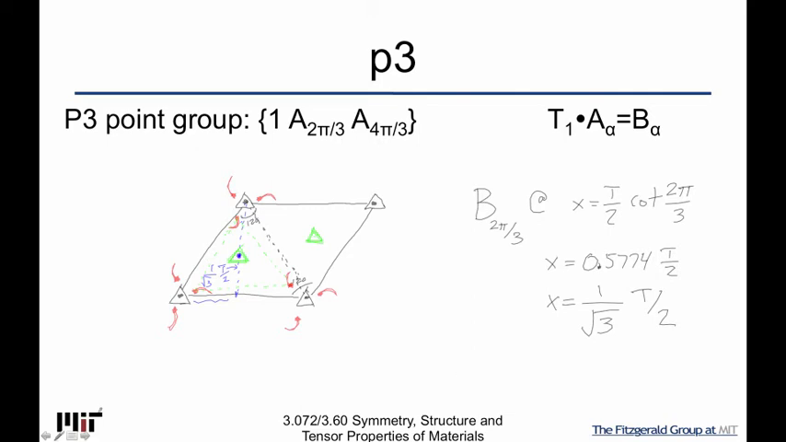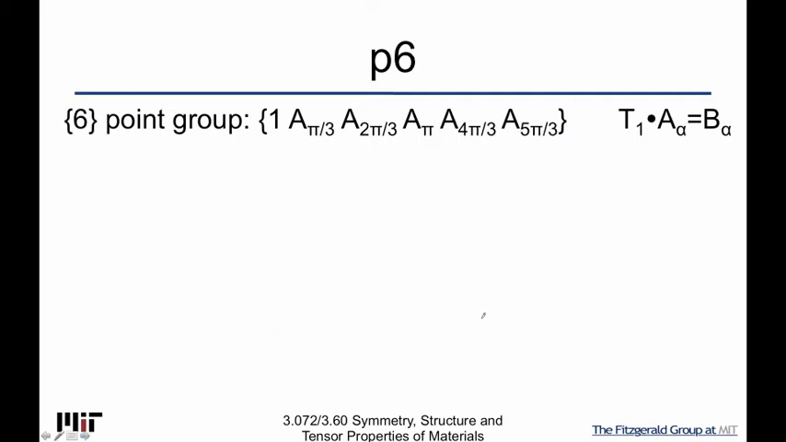Now, again, since we've done all this, we don't need to think too hard about P6, and we only have to add one more angle. So let's go on and think about P6. So for the P6 symmetry, we have our six-fold point group.